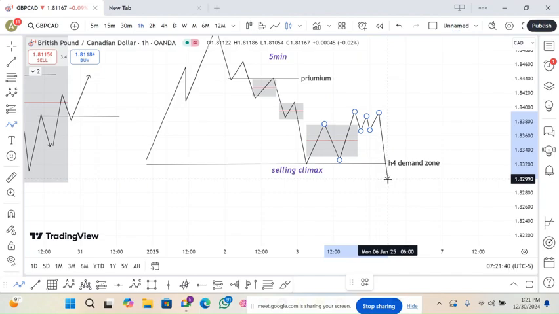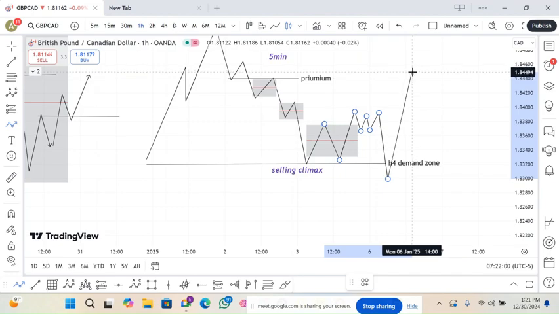So once the test and the climax is taken out, there will be a rapid movement to the upside. This rapid movement could cause a break of structure, could be one candle, but most especially it's always a break of structure.